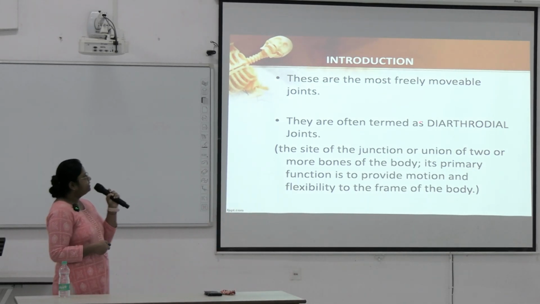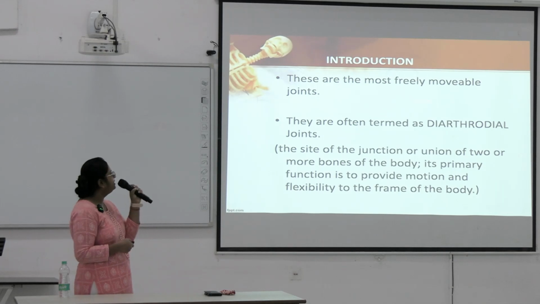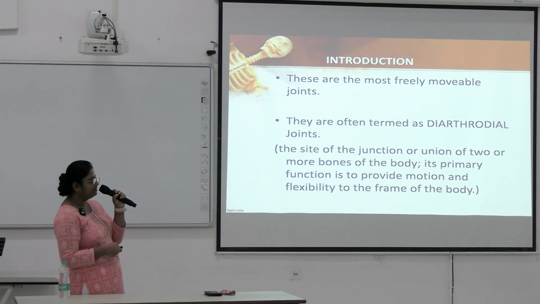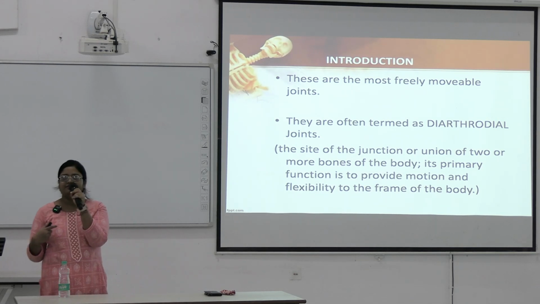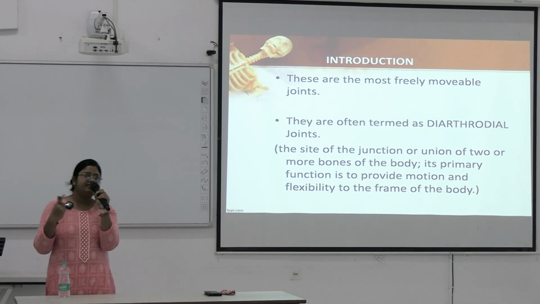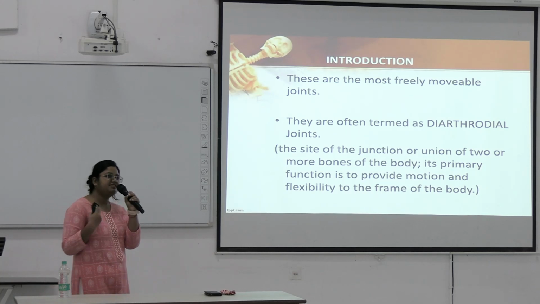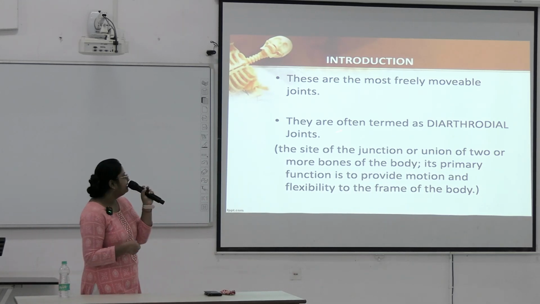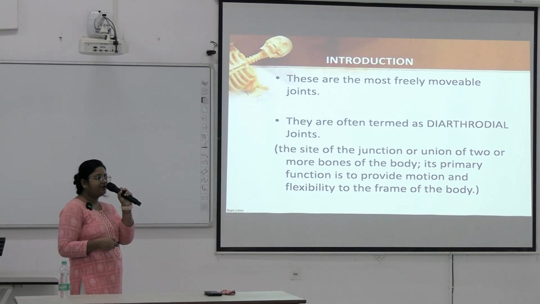Okay, so synovial joints are the most freely movable joints and they are often termed as the diarthrodial joints. This is included within the functional classification. Three types of functional classification we have learned. So synovial joint is included in the diarthrodial type of joint.